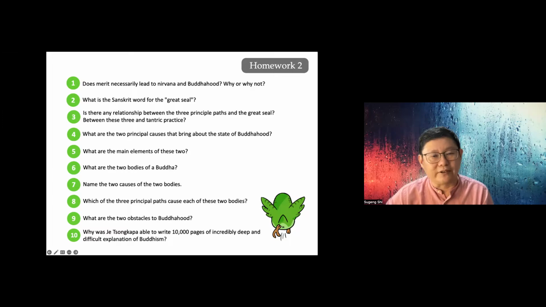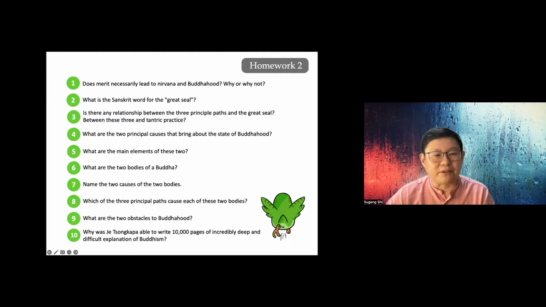What are the 2 bodies of the Buddha? Rupakaya and Dharmakaya. The form body and the mind body, right? Name the 2 causes of the bodies. The Rupakaya is caused by the collection of merits, which is the method. And then the Dharmakaya is caused by the collection of wisdom, which is the correct worldview.